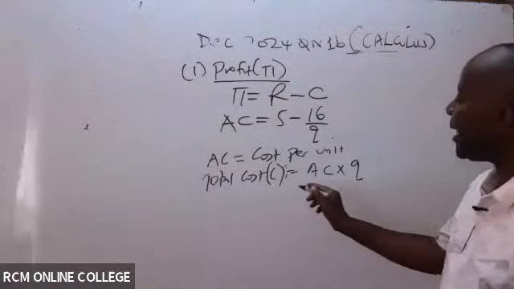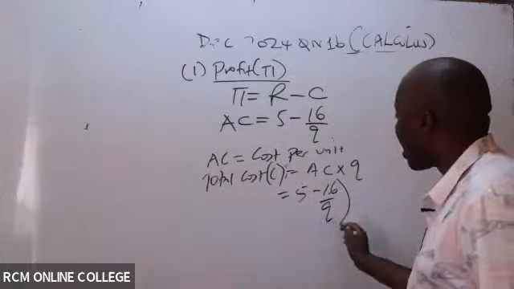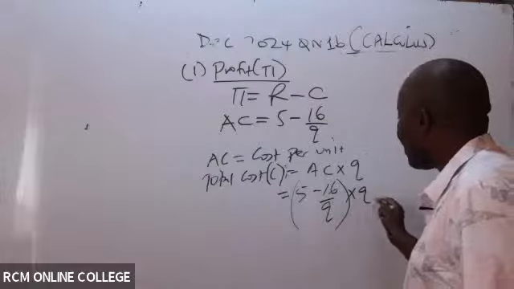So do we have AC? The AC is 5 minus 16 over Q. So come and multiply this with Q.